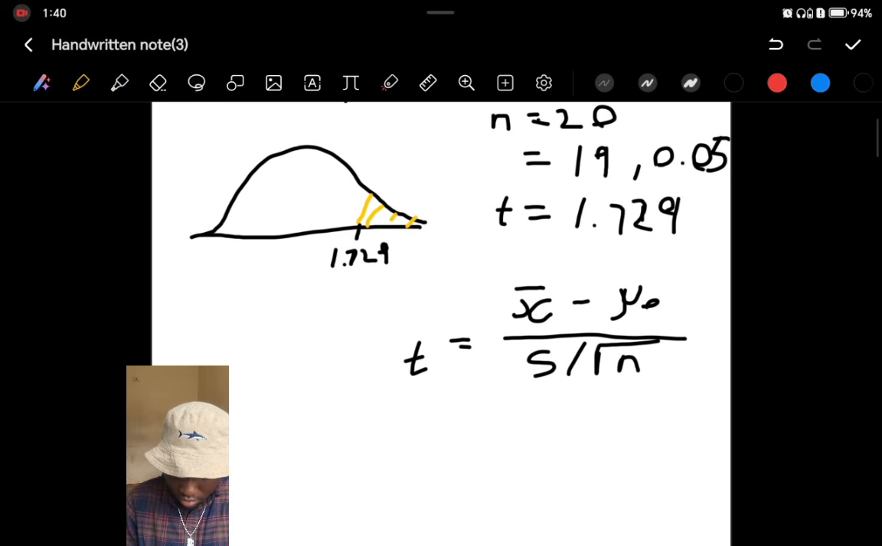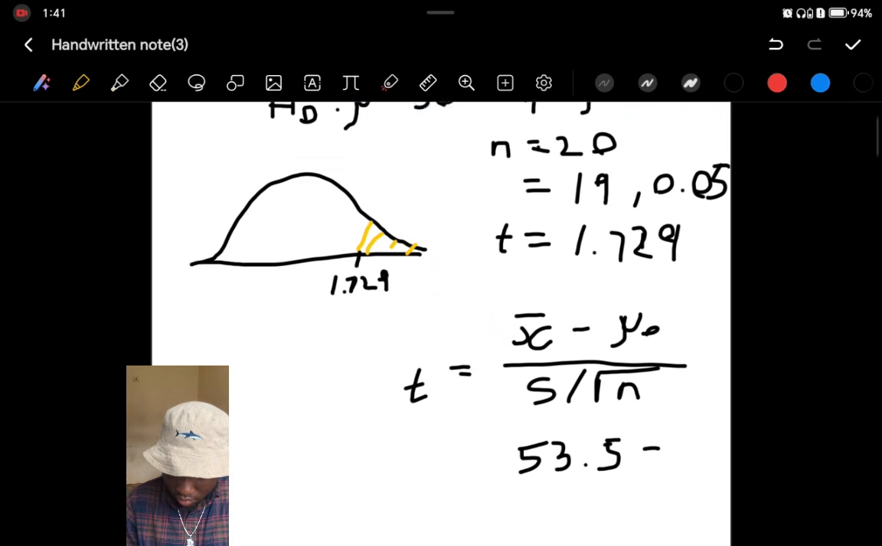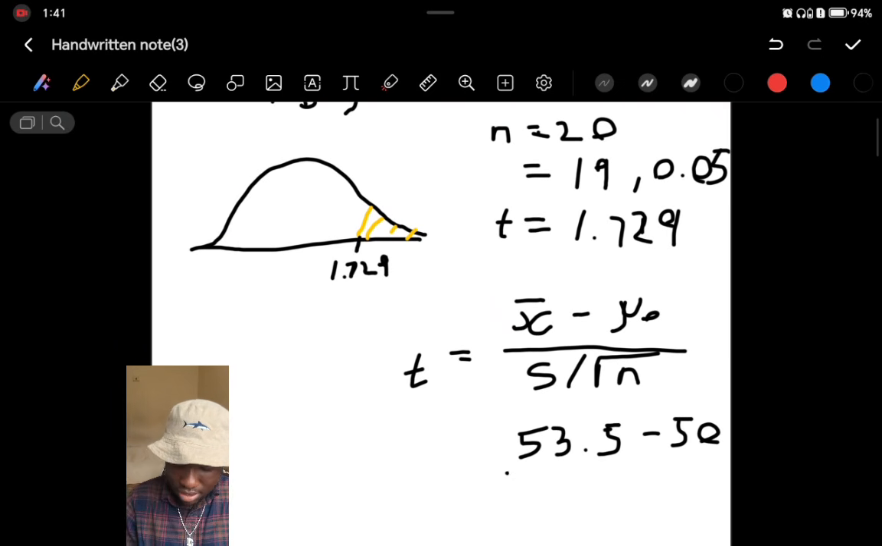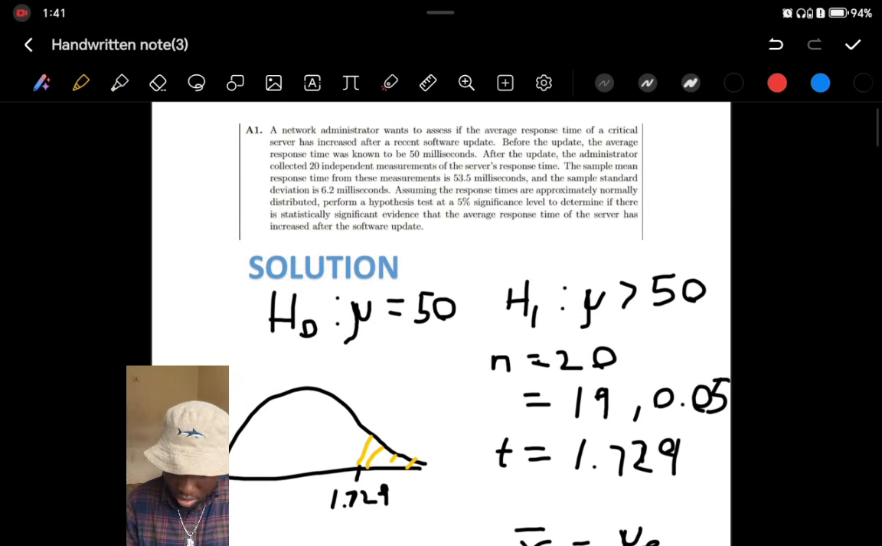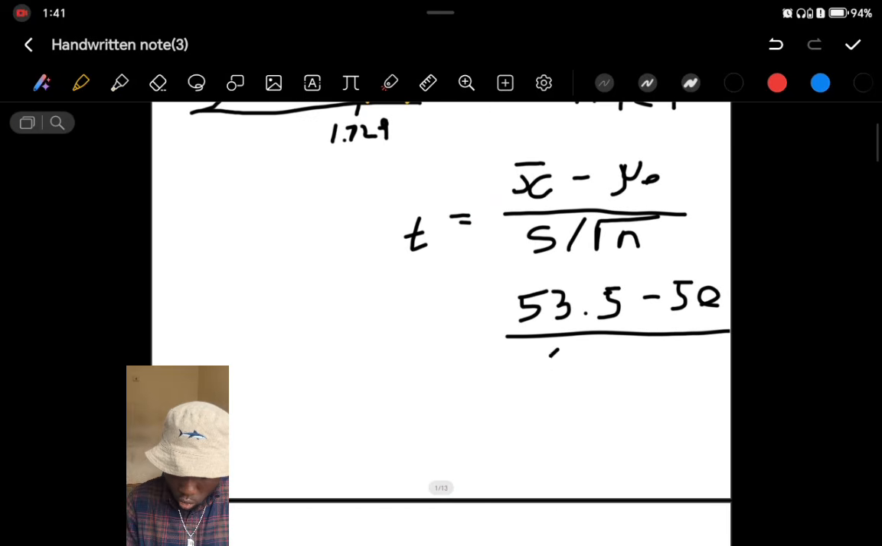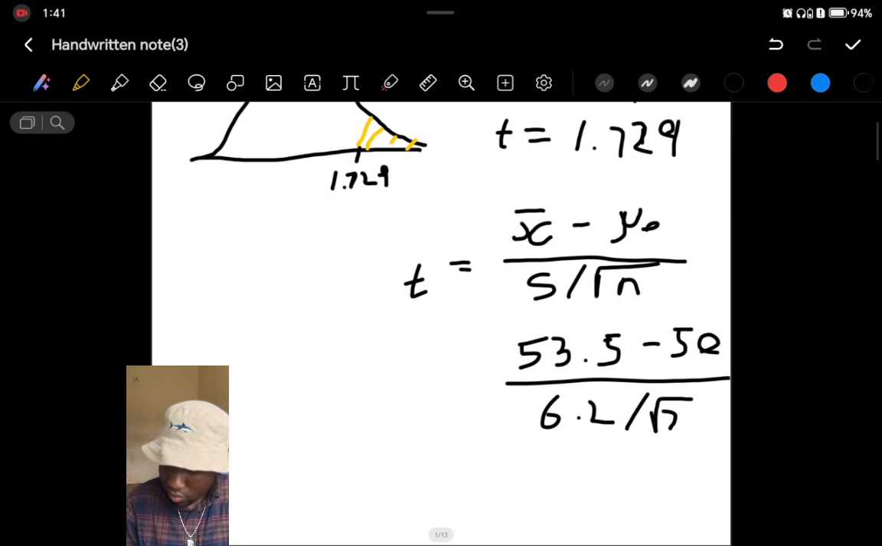So we say 53.5 minus the null hypothesis value 50, over our standard deviation, which is 6.2, over the square root of n, since 20 measurements were taken. So let's punch that into the calculator.